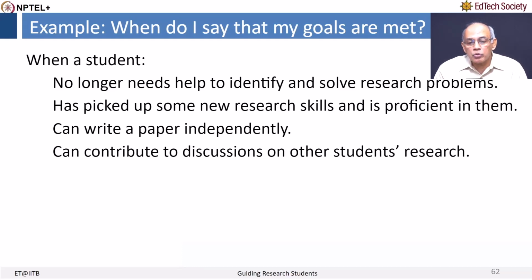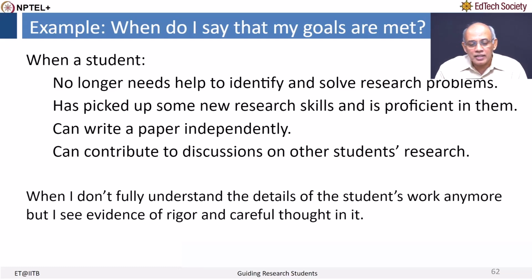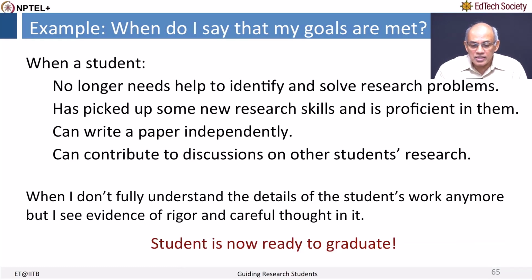Like I said, being able to think about a different area, even though you have little exposure to that, is an important criterion for me. One way of identifying whether that goal is met is when a student can contribute to discussions on other students' research. And finally, it is when I don't fully understand the details of the student's work anymore, but I see evidence of rigor and careful thought in it. This is when I say that the student is now ready to graduate. And for me, this is a matter of pride that my student has actually gone further than me in that particular area.